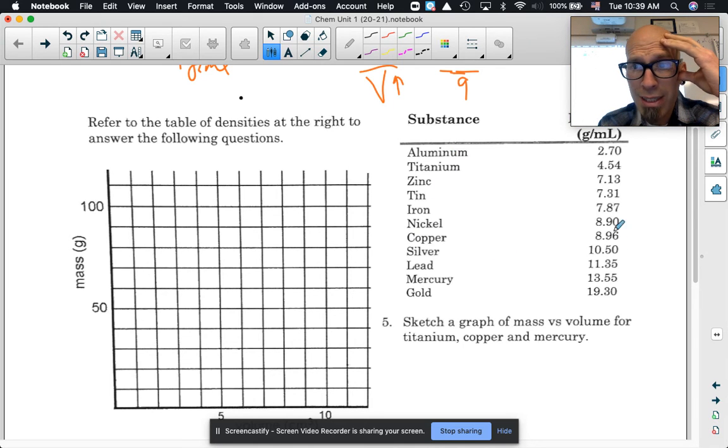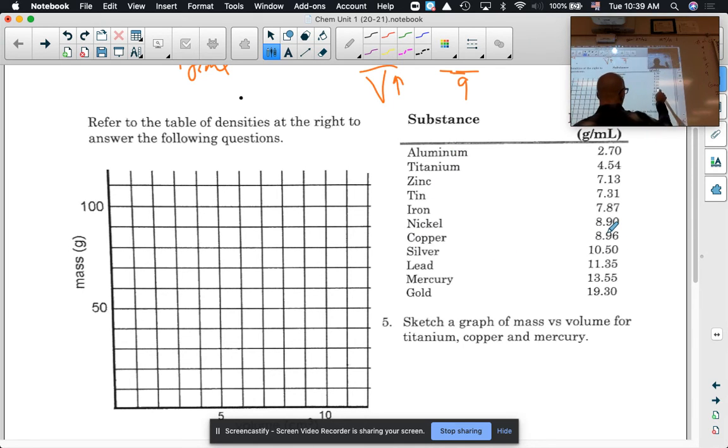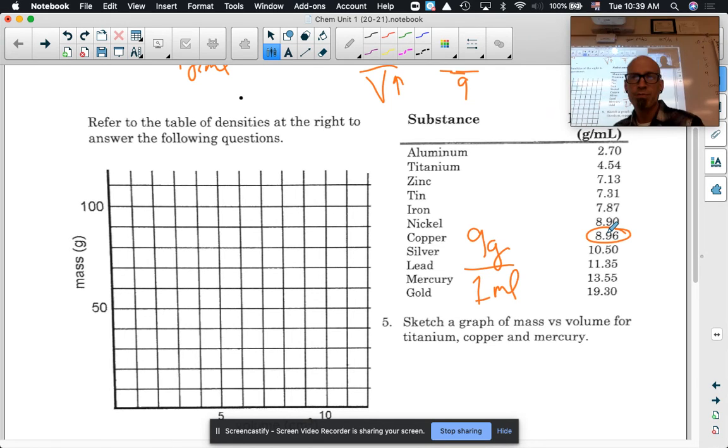All we have for copper is this right here. We know that copper is 9 grams for every 1 ml. That's a mass to volume ratio. Is this a data point? Could I go over 1 and up 9 and put a point for copper? Over 1 and up 9. That's going to be about right here, just shy of the 10 mark.